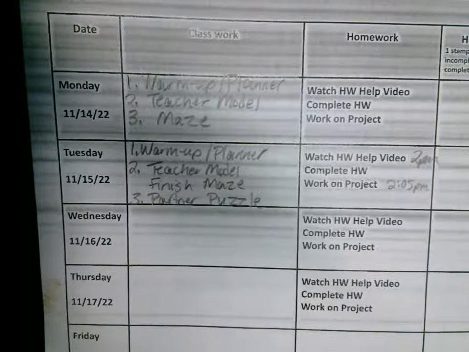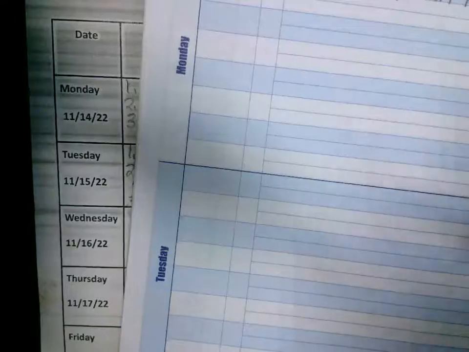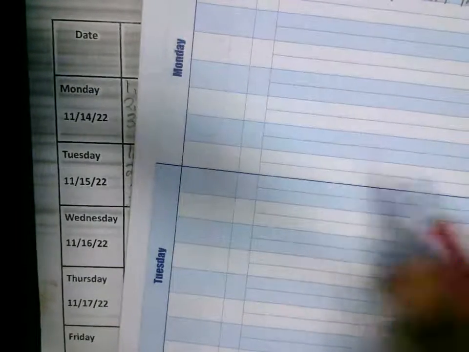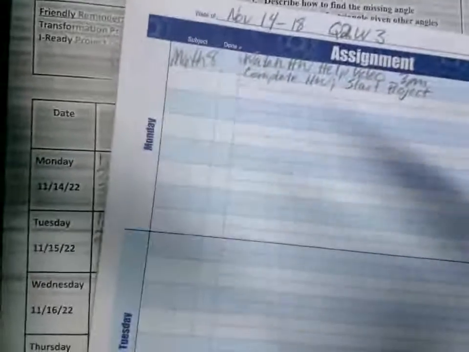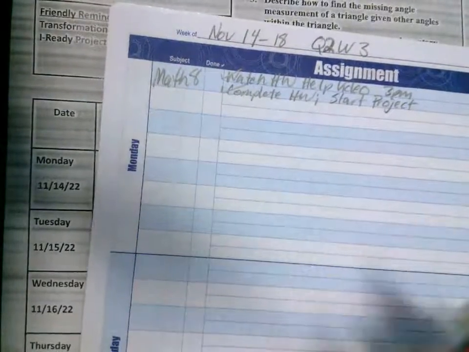Let's write our homework down in our planner. I'm going to pause to give you a chance to write, and then we're going to write our homework in our planner. All right. This is week 3, quarter 2, week 3. Check off. If you watched the video last night for homework help, check it off. If you completed the homework last night, check it off. If you read over the project, check it off.